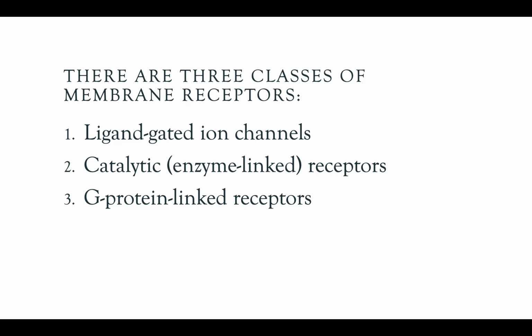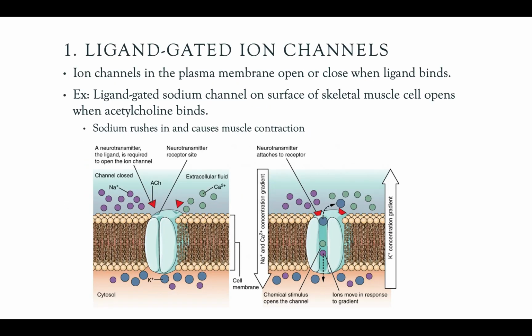So three sort of specific kinds of receptors that you should be familiar with. And remember, what these are doing is, in general, what we already learned about. So we're just learning about a few little details about how these things can work. All right, so the three kinds we're going to look at are ligand-gated ion channels, catalytic or enzyme-linked receptors, and G-protein-linked receptors. Starting with ligand-gated ion channels.